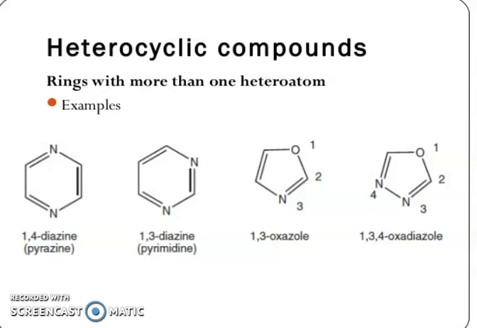Now you can see in the third example, 1,3,4-oxadiazole. Again you have 2 nitrogens, but oxygen is there. So oxygen will get more priority than nitrogen. So starting from 1, 2, 3, 4, now you have the 1,2 aza, so diaza, and 1 oxa. So oxadiazole.